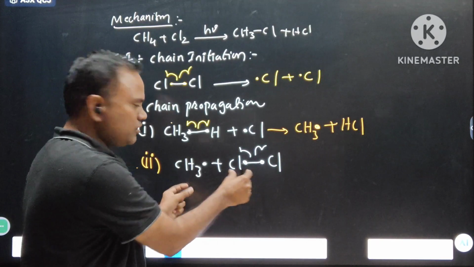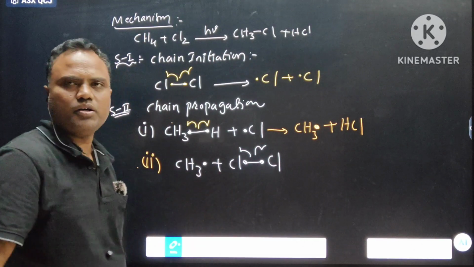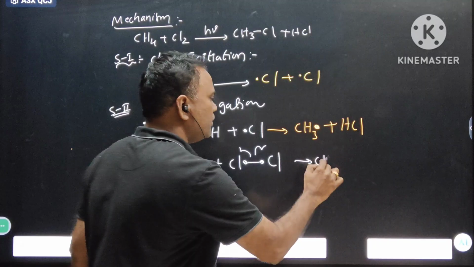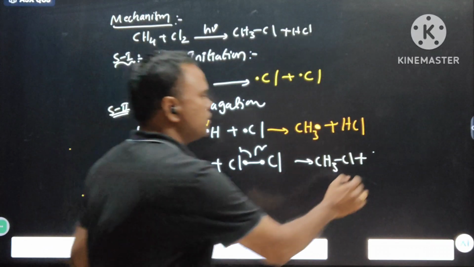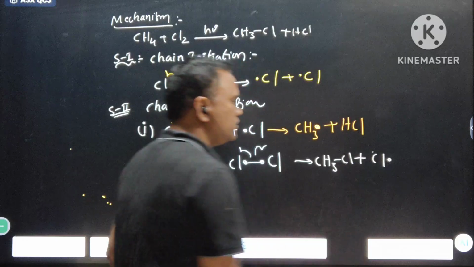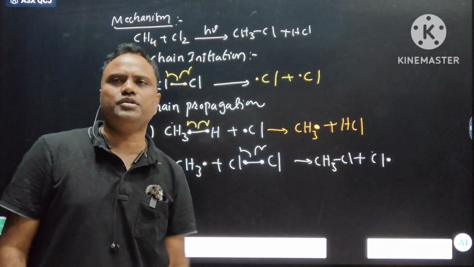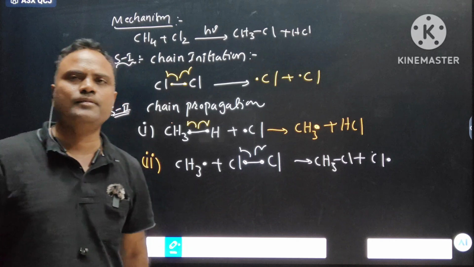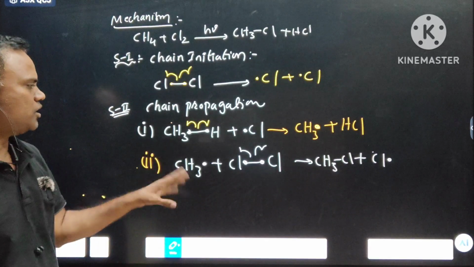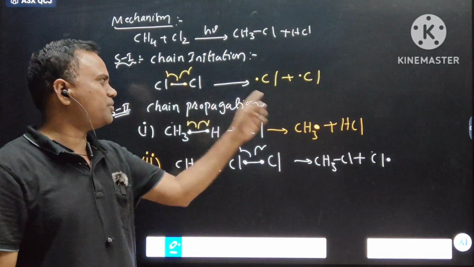Cl dot and methyl dot, both will combine to form methyl chloride, our required product. Methyl chloride is formed, and Cl dot is formed again. Alkyl chloride is produced or not? Right? So these two are very important. The first step is easy only.